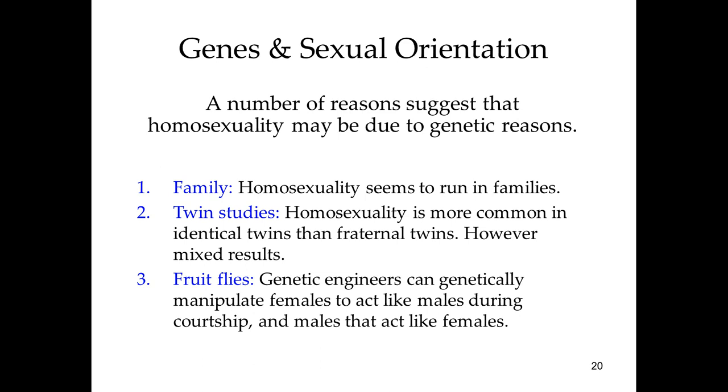And so we see that homosexuality is more common in identical twins than it is in fraternal twins. And then the evidence that we have from outside of our species is quite compelling from fruit flies. We've actually manipulated the genetic code of fruit flies to have females act like males during courtship. We've done the opposite as well and had males that act like females. So just by manipulating the genetic code and finding the right areas, we are able to get these homosexual behaviors to exist in different species. So there's a lot of support for the argument that homosexuality is due to genetic reasons.